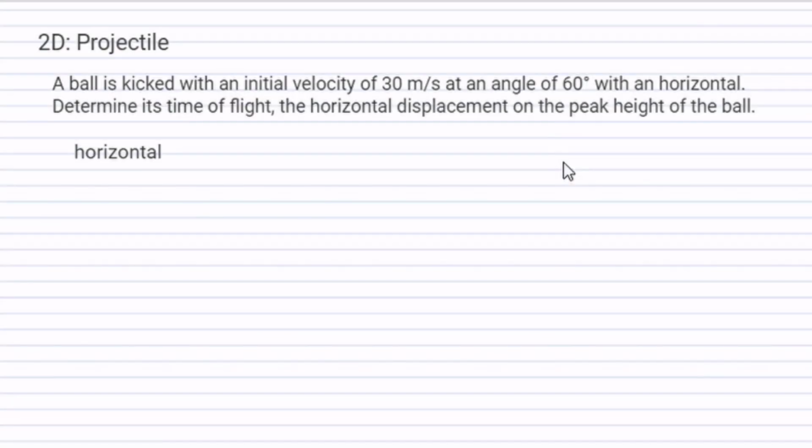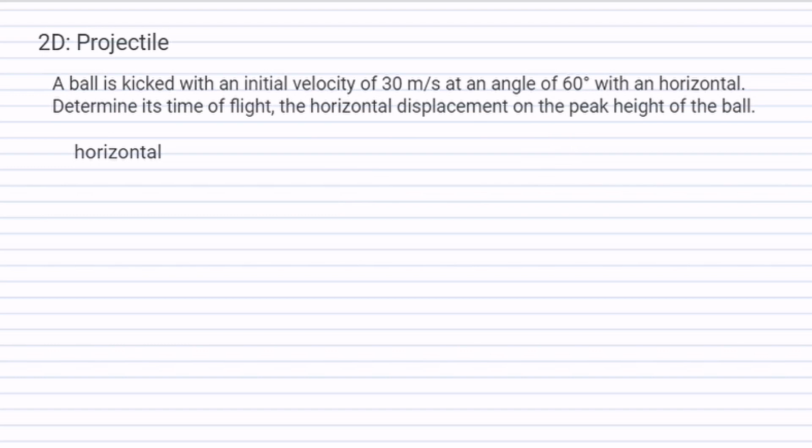So the first problem that we're going to solve comes from two-dimensional projectile motion. A ball is kicked with an initial velocity of 30 meters per second at an angle of 60 degrees with the horizontal. Determine its time of flight, the horizontal displacement, and the peak height of the ball.